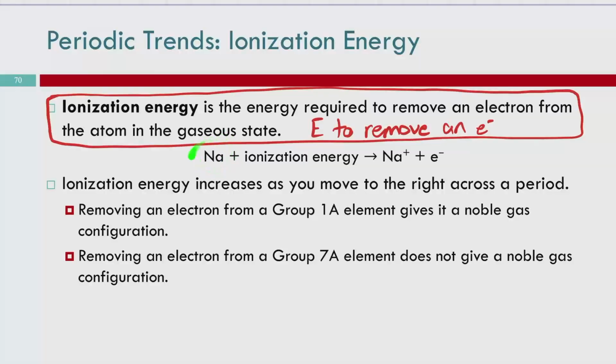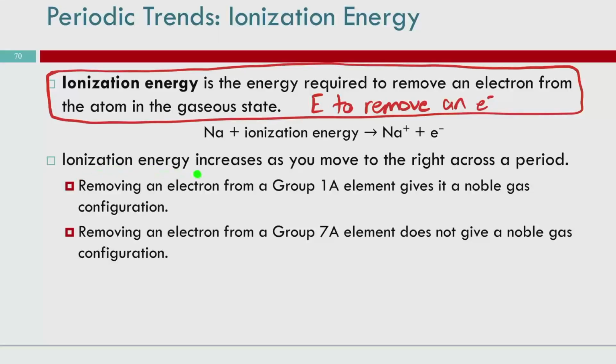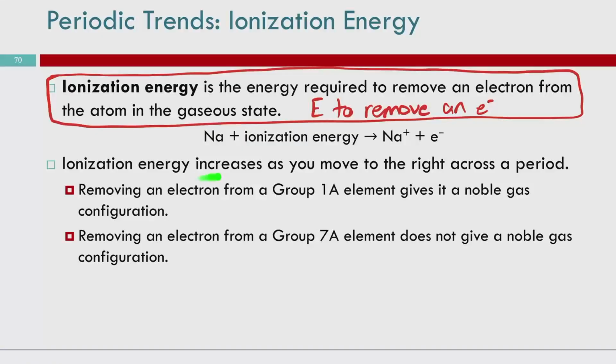So for example, sodium metal, if you take a block of sodium or an atom of sodium and you zap it with a beam of energy, which we can do, this is done all the time. If you hit it with enough energy, poof, one of the electrons pops off, and then you get sodium ions, and that electron is just kind of floating around until it hits something. So ionization energy has the opposite trends of atomic size. It increases as you move to the right across a period.